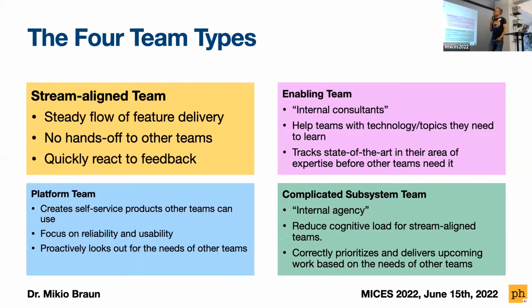The different team types. Again, the stream-aligned team: steady flow of feature delivery. This is the main goal. Ideally, no hand-offs to other teams so that they can quickly react to feedback and improve what they're working on. Right, enabling teams, internal consultants, help teams with technology topics they need to learn, and they track the state of the art in their area of expertise before other teams need it.